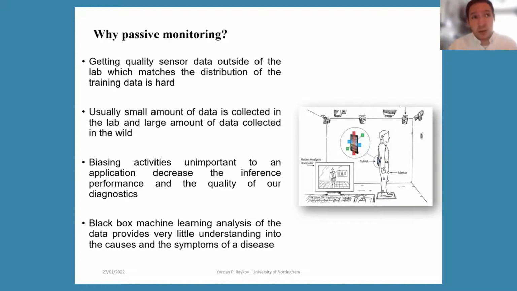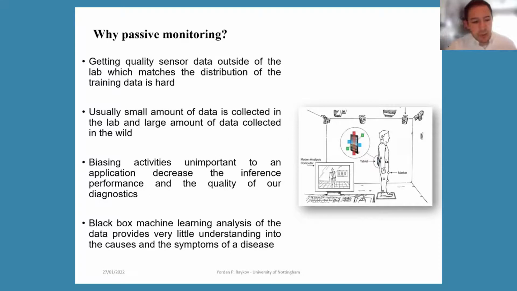This was one of the first Apple applications, but now there's also one for hepatitis, for Alzheimer's, and for many other neurological and motor disorders. You get quality sensor data. You develop it in the lab, but then you hope that this algorithm that you've trained inside of the lab on the perfect data, a couple of patients you've invited, is going to work outside.